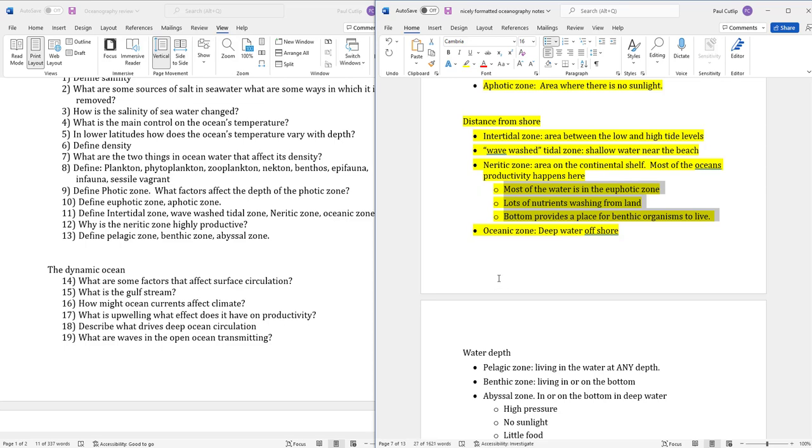Well, the water's not that deep. So most of the water is in the euphotic zone, so you can do photosynthesis all the way down. You have a lot of nutrients washing in from land. So you have two things, right? You have sunlight and you have nutrients, and that equals biology.